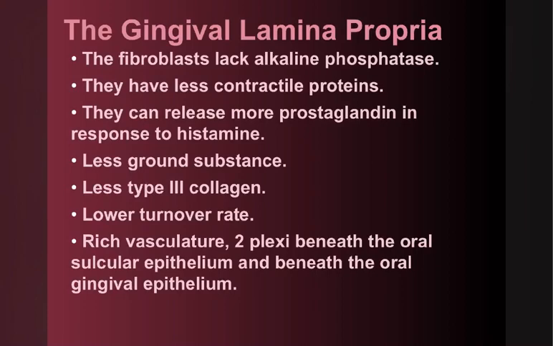Here we are talking about the characteristics of the lamina propria of the gingiva as compared to the periodontal ligament. The fibroblasts lack alkaline phosphatase. They have less contractile protein. They can release more prostaglandin in response to histamine. They have less ground substance, less collagen type 3, and a lower turnover rate. It has rich vasculature because it has two plexuses, one beneath the oral sulcular epithelium and one beneath the oral gingival epithelium.